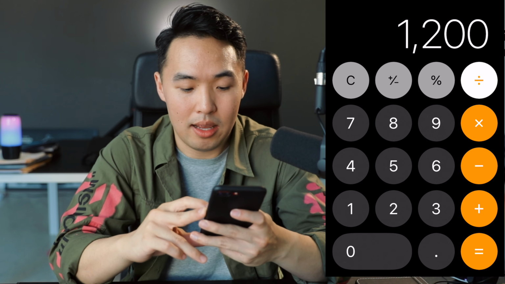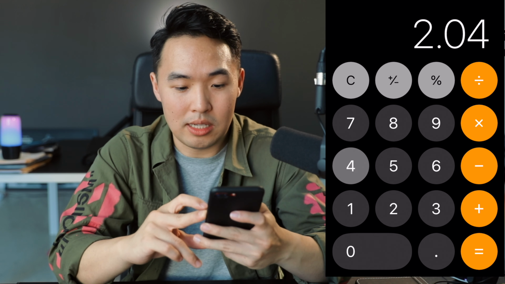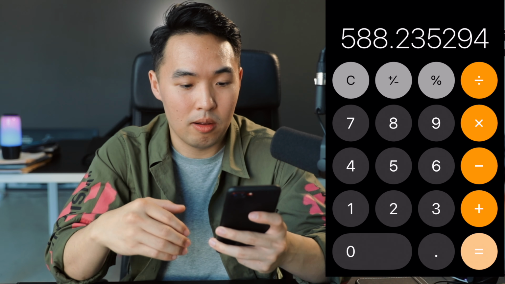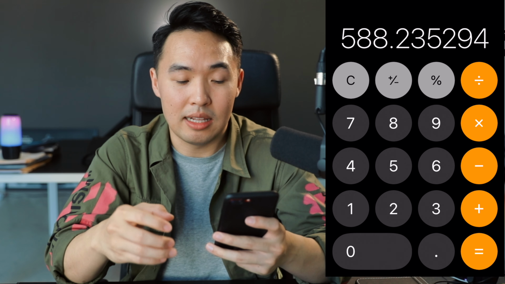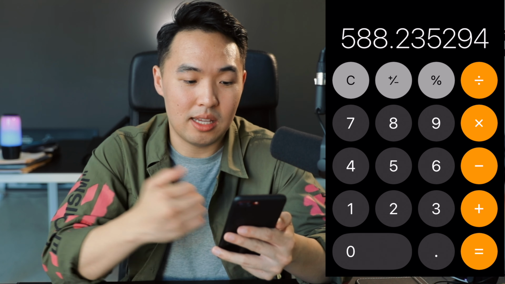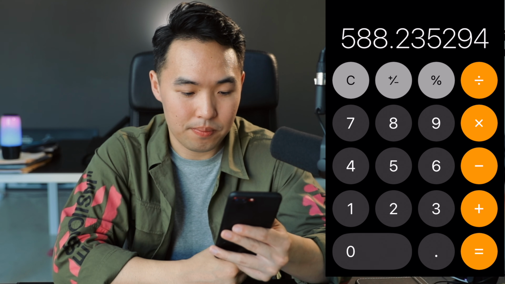And you divide that by $2.04. You divide that number by how much dividends is getting paid out every single year. And that's going to tell you exactly how many shares you need. That gives 588.2. So let's say 589 shares.